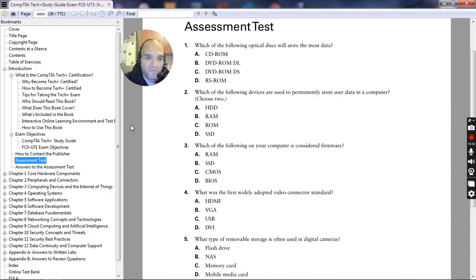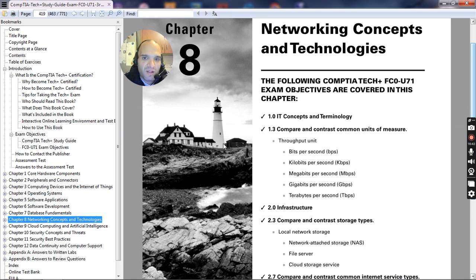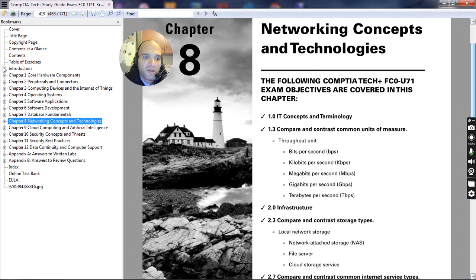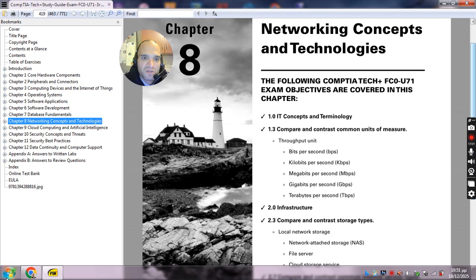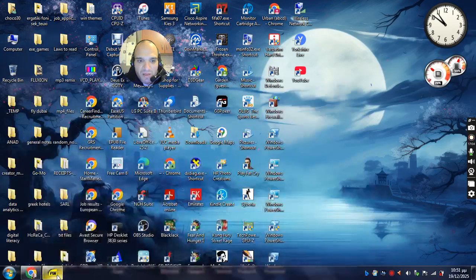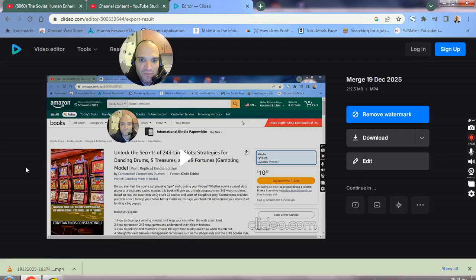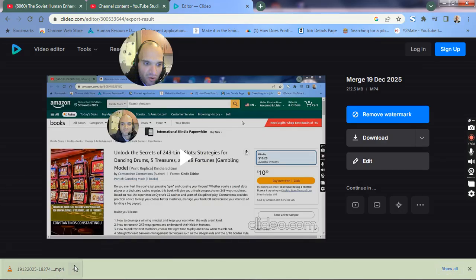Let's move on. We're going to learn all these things in the process. I'm going to start our lovely trip from Chapter 8, Networking Concepts and Technologies. I will leave behind the assessment test, the core hardware components. Let's start with networking concepts and technologies. But at first, let me see what's going on with the download. Oh, finished. Very nice.